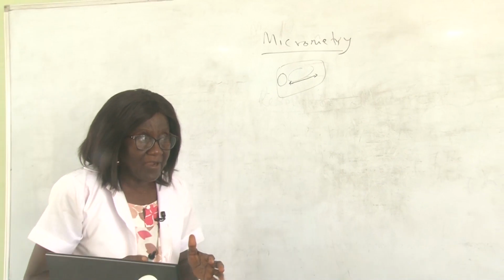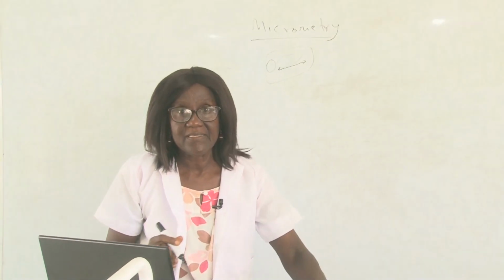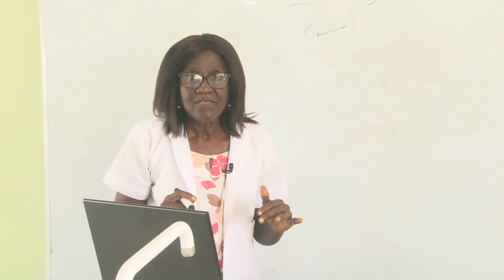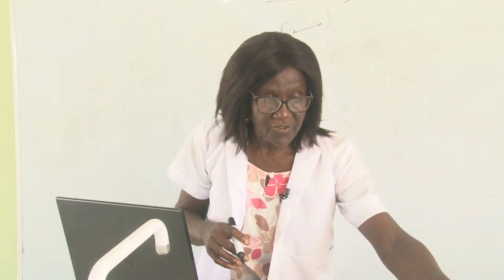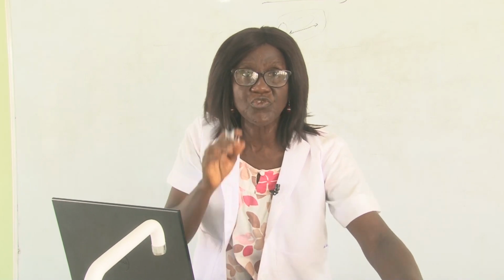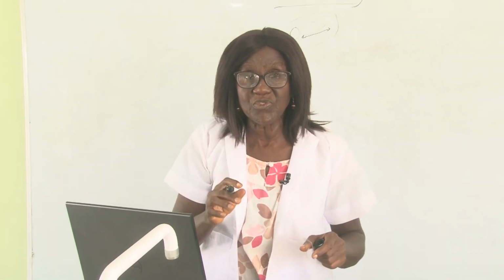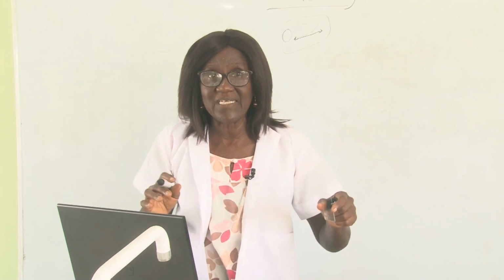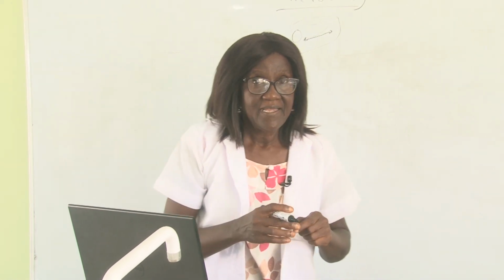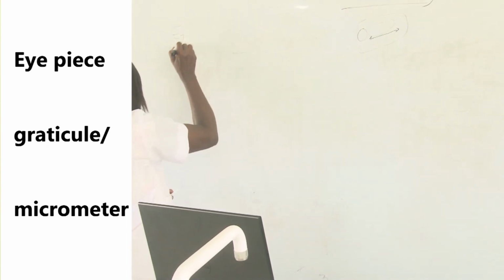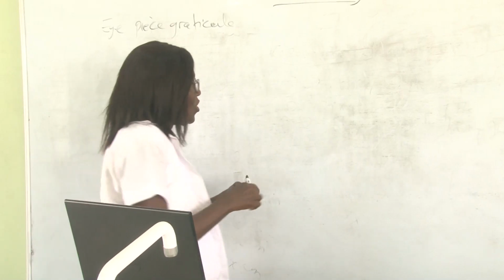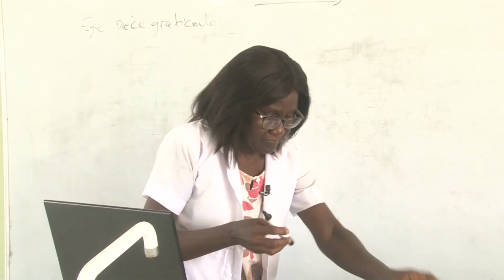Well, some microscopes now have inbuilt calibrators, but with most microscopes you have to calibrate the eyepiece. There are two instruments that we can use to calibrate our microscope to measure length. One is called the eyepiece graticule, and the other is called the stage micrometer.